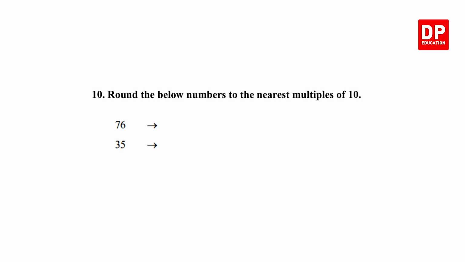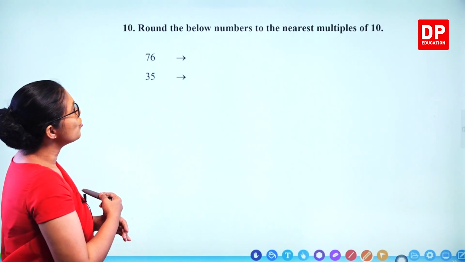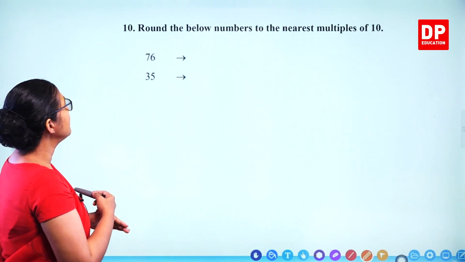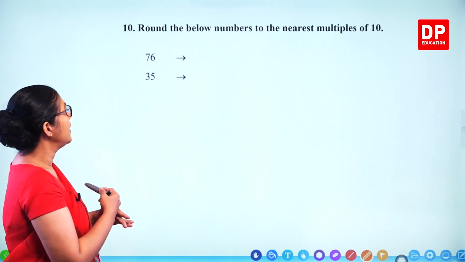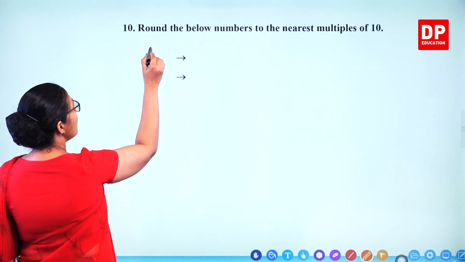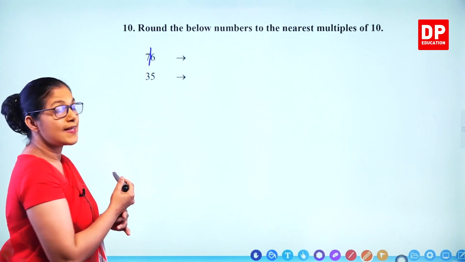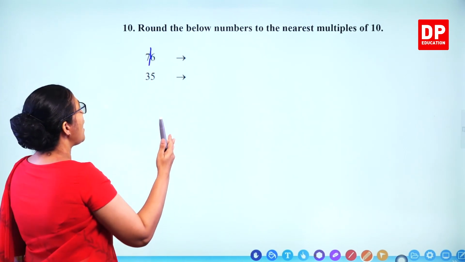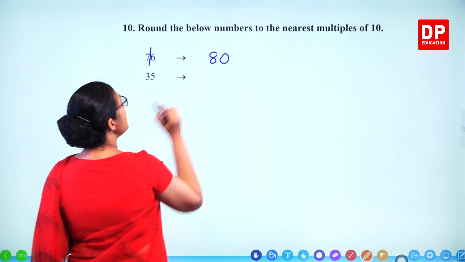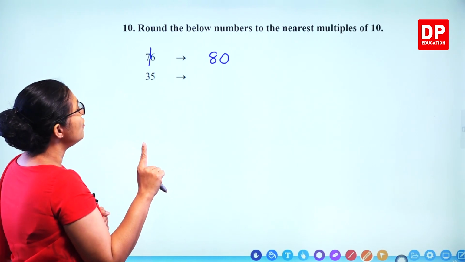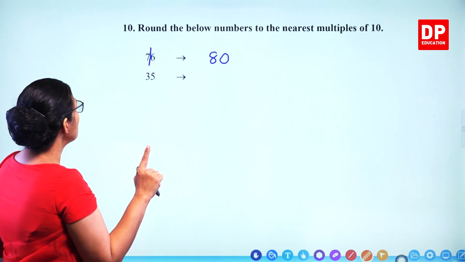Question number 10. Round the below numbers to the nearest multiples of 10. So here you have to take the digit here, 6. 6 is more than 5, so that means you have to add 1. So 7 plus 1, 8. So 80 is the value nearest to multiples of 10.